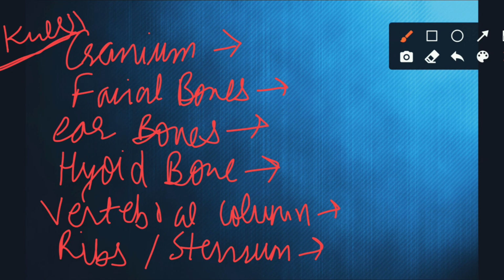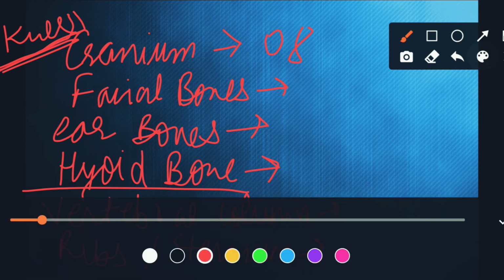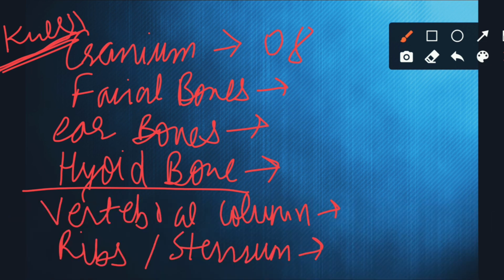Today we will do up to here only, but let us count all the bones that are in the axial skeleton. So A part is the skull. So skull consists of the cranium, facial bones, ear bones, and the hyoid bone. So we have done cranium bones. Tell me the cranium bones now. Eight bones. So cranium are eight. Facial bones.